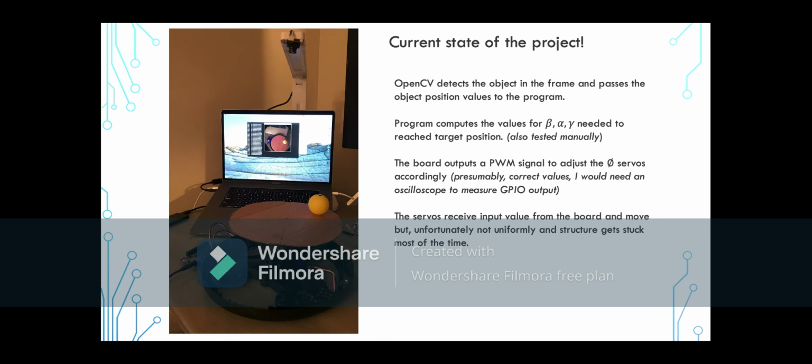Apparently, there's no way that I can check the PRU's output unless connected to an oscilloscope. The servos receive an input value from the board because they move, but unfortunately not uniformly, and the structure sometimes gets stuck. Actually, probably most of the time it gets stuck. So it's either a structural issue or something that is wrong with the PRU implementation. I'm not 100% sure. I'm still investigating that.